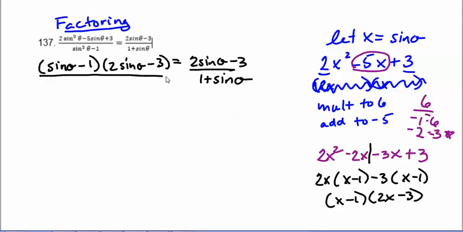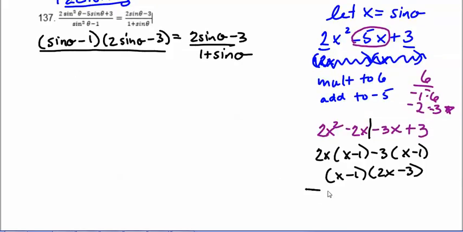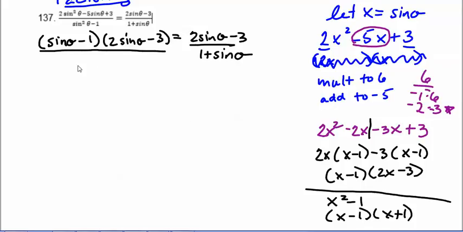Okay, looking at the denominator, you have the difference of squares. You have sine squared theta minus 1. Again, if you think about this as the sine squared being an x, you could be thinking of x squared minus 1. And then you can remember your difference of squares pattern. That would be x minus 1 times x plus 1. So going back over here, that's going to be sine theta minus 1 times sine theta plus 1.